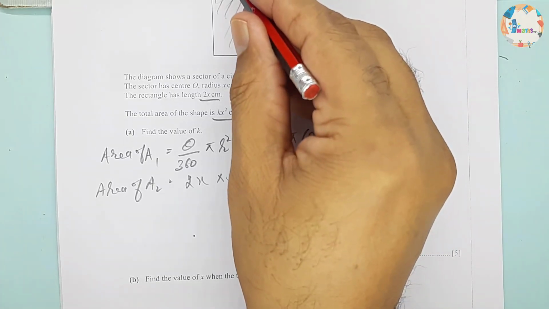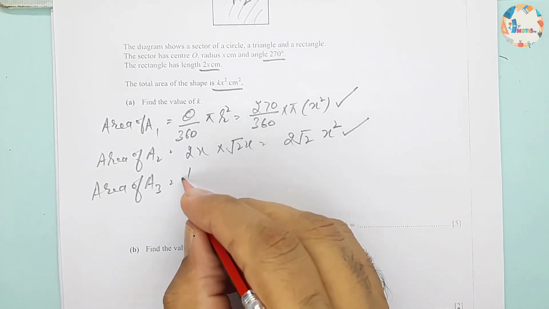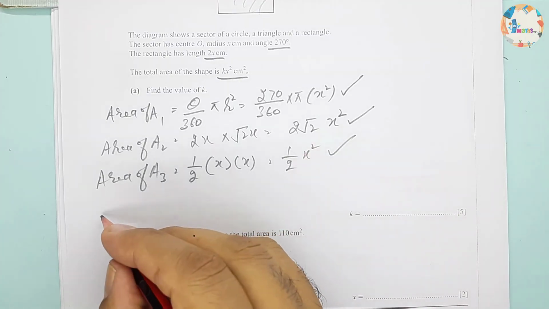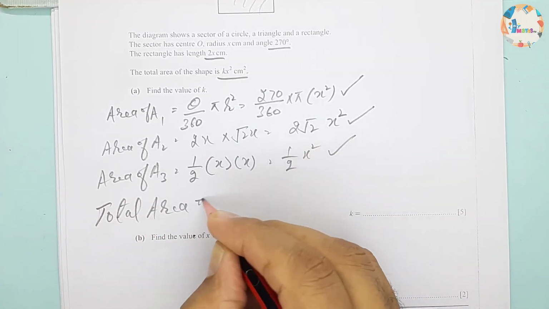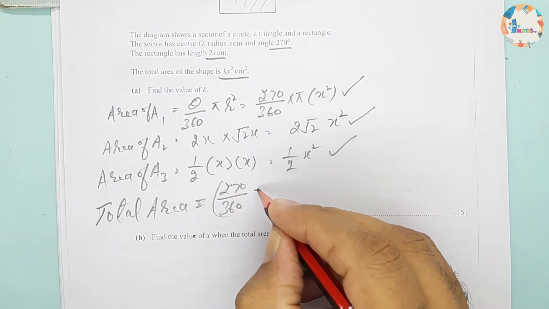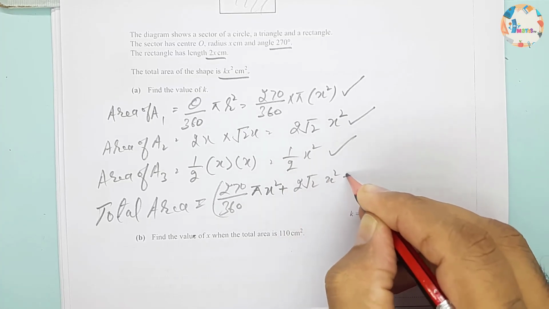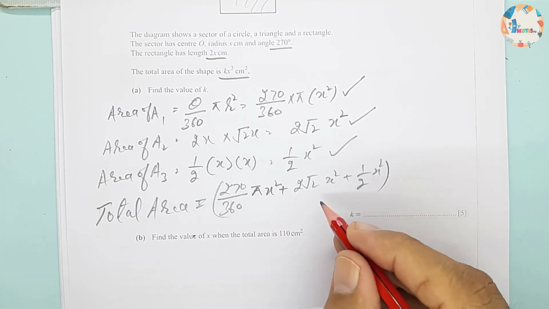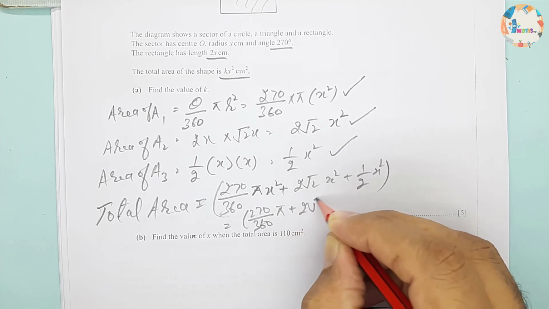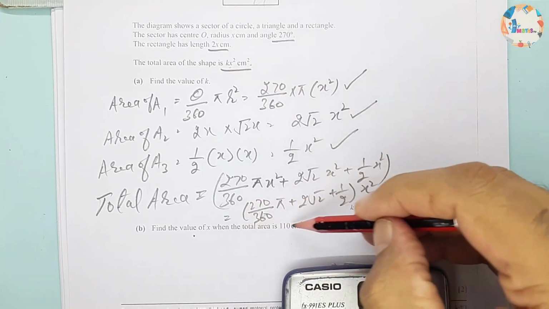Now area 3 is remaining, which is basically the triangle. So area of A3 will be equal to, A3 is a triangle, so 1 by 2 into base x into height also x, so 1 by 2 into x squared. So we got all three areas. Now we have to just check the total area. Total area will be equal to, we'll have to add all these things: first 270 over 360 into pi x squared, plus 2 root 2 x squared plus 1 by 2 x squared. Now we can take x squared as common, so this will be 270 over 360 pi plus 2 root 2 plus 1 by 2, times x squared, and we can calculate this. This is basically kx squared, so this value will be k.